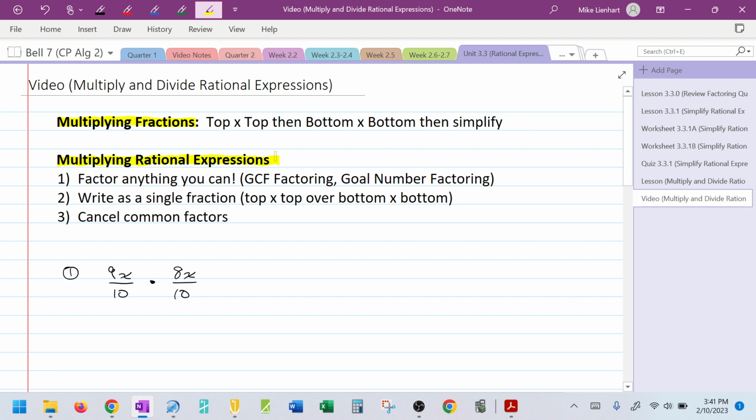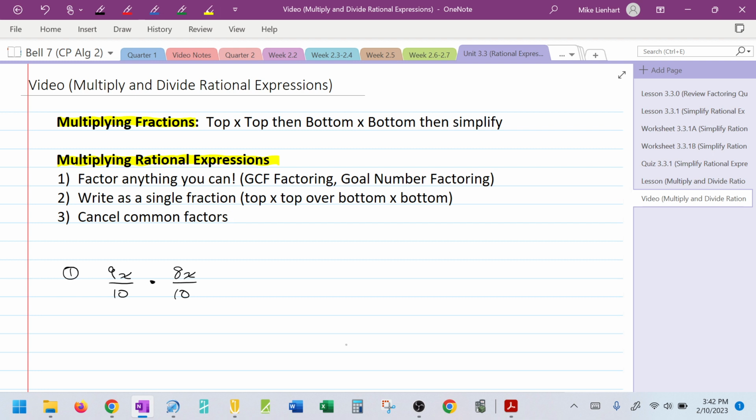But now our process changes just slightly. The first thing we're going to do, just like simplifying, is factor. Factor what? Factor anything you can. You do that by GCF factoring, by goal number factoring, whatever the case may be. Then, to get top times top over bottom times bottom, we're going to write as a single fraction all of our pieces from the tops and all of our pieces from the bottoms. We're then looking for common factors, and we're going to look to simplify it.